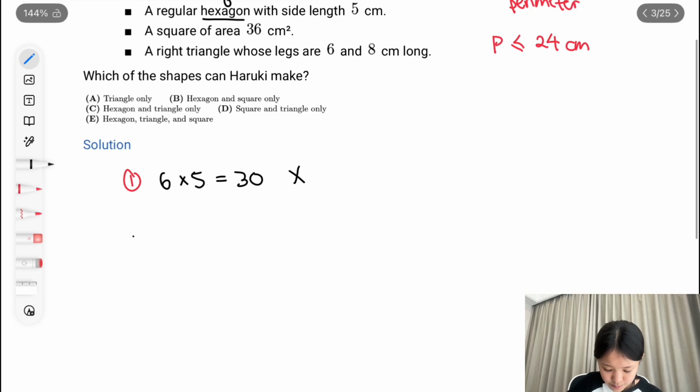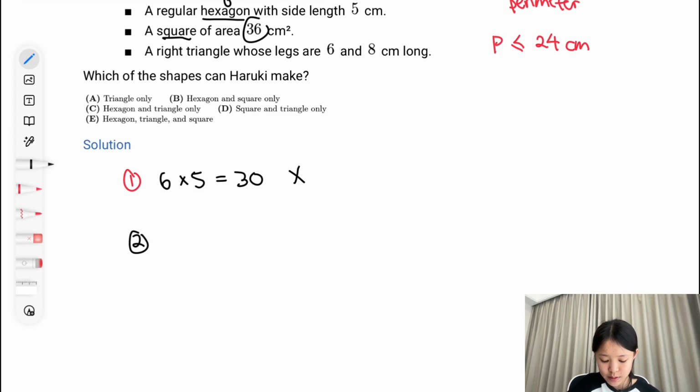And for number 2, it wants us to use a square with area 36. The square's area is the square of the side length, so we can find the side length by taking the square root of 36, which is 6. Then the perimeter is 6 times 4 equals 24, and that is viable.